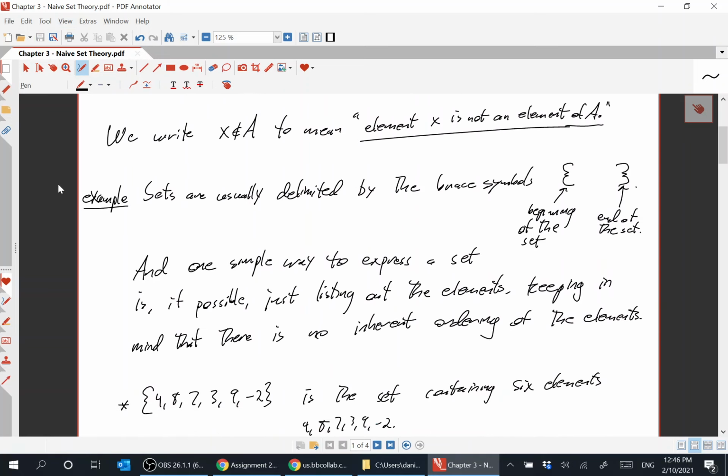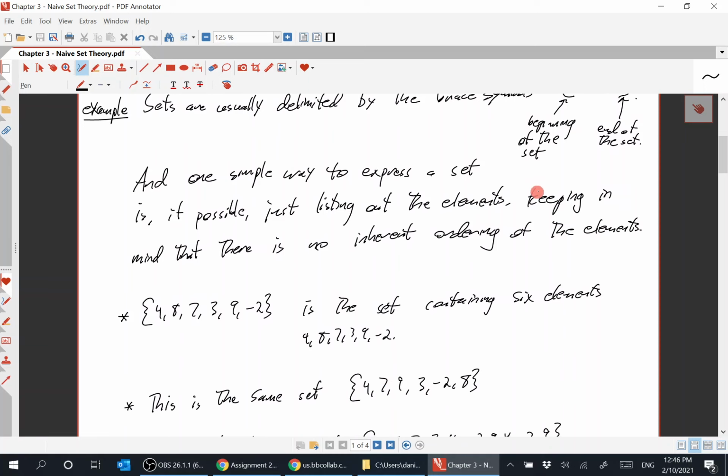So in sets, in our example, sets are usually delimited by these brace symbols. That's the beginning of the set. That's the end of the set. Left brace, right brace. And one simple way to express a set is just to list the elements between braces separated by commas. So here's a set with a bunch of numbers in it.